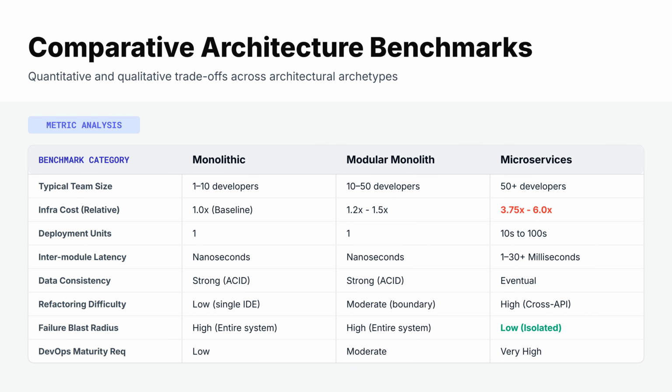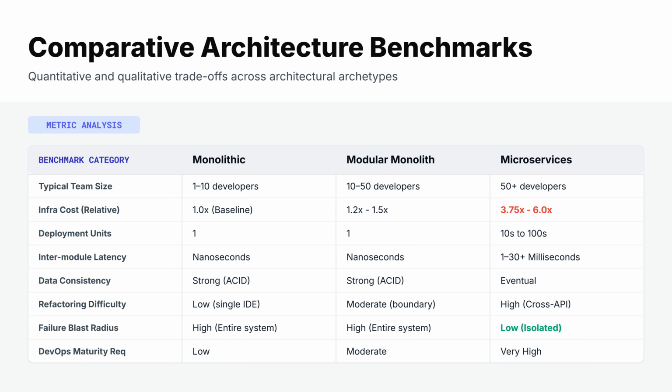Technical metrics, a side-by-side comparison. To assist architects in making data-driven decisions, the following table synthesizes the performance, economic, and organizational benchmarks identified in recent industry research. Key insights: team scale and organization.